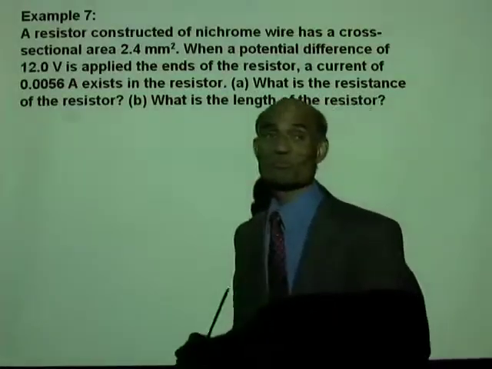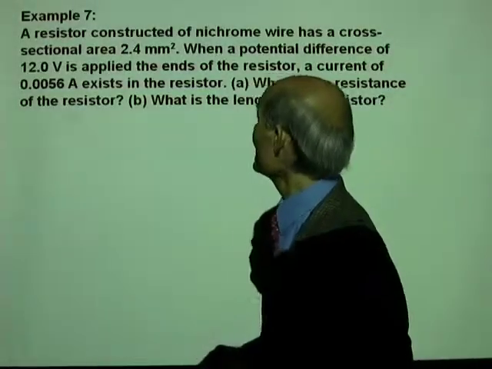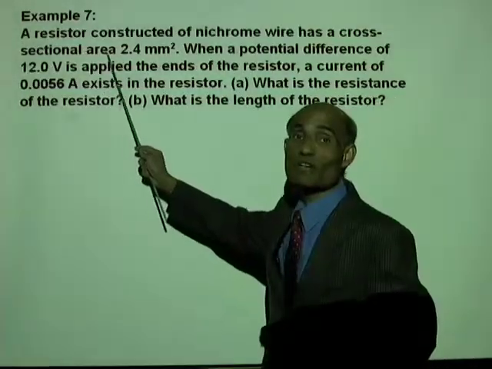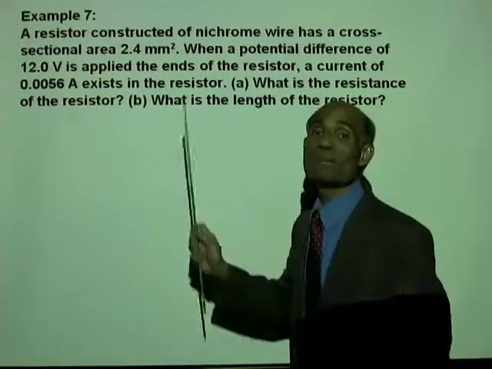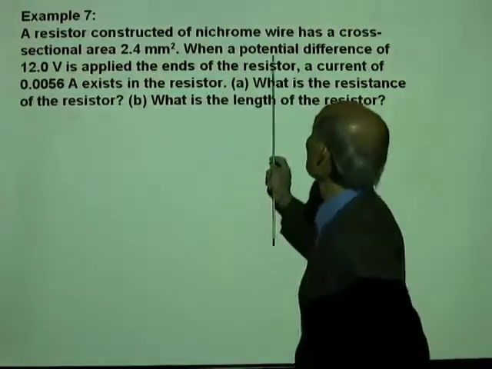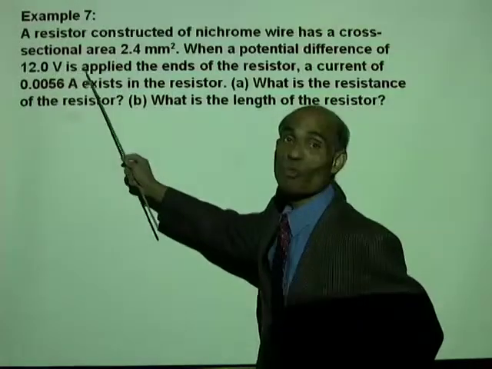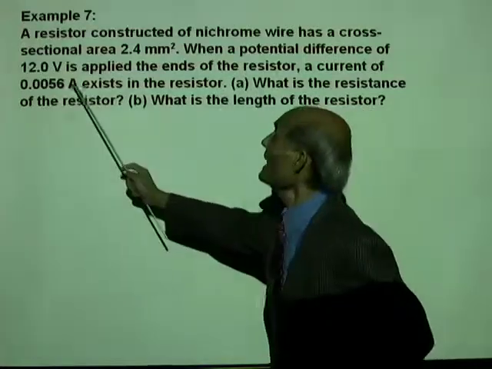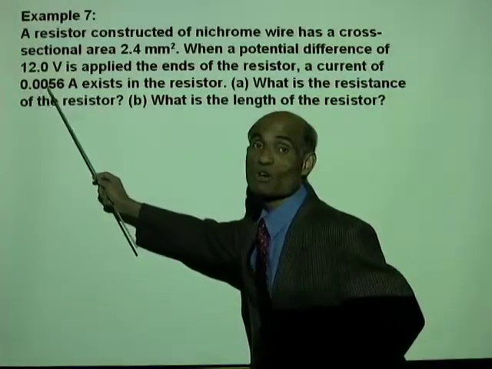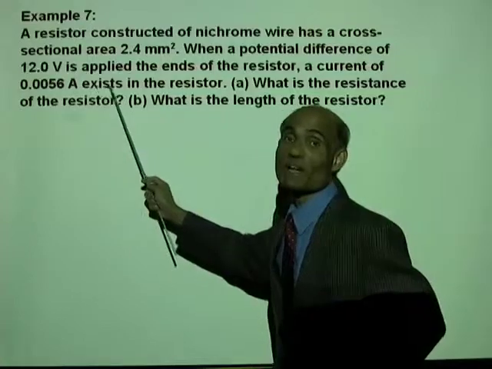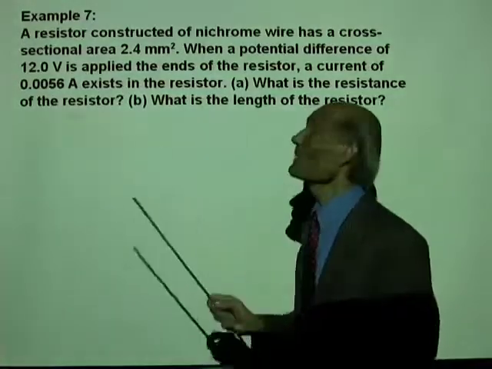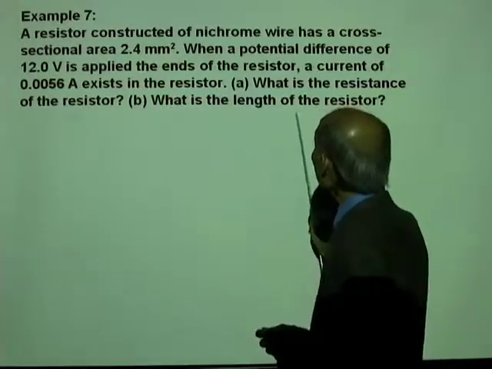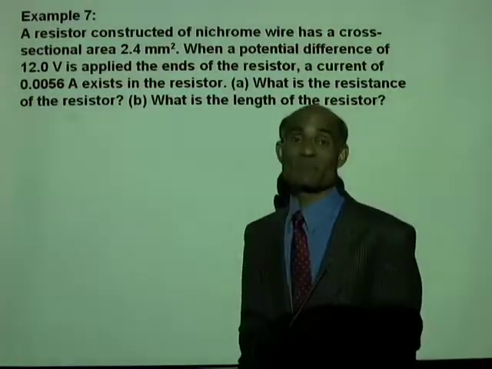Alright, let's do a problem. A resistor constructed of nichrome wire has a cross-sectional area of 2.4 millimeter square. When a potential difference of 12 volt is applied across the ends of the resistor, a current of 0.0056 ampere exists in the resistor. What is the resistance of the resistor? What is the length of the resistor?